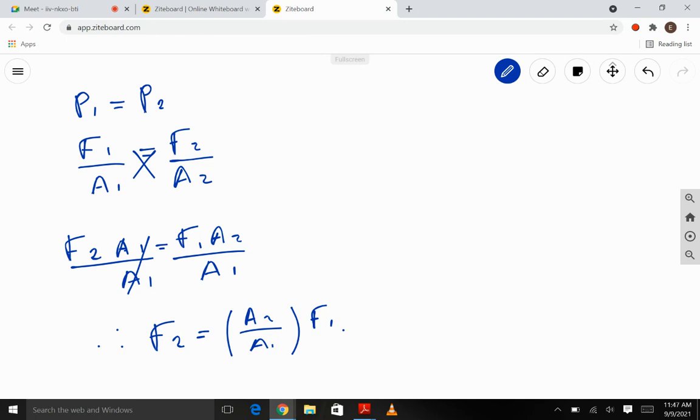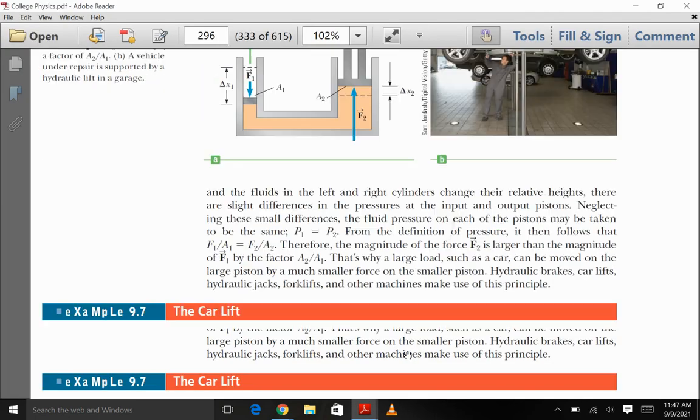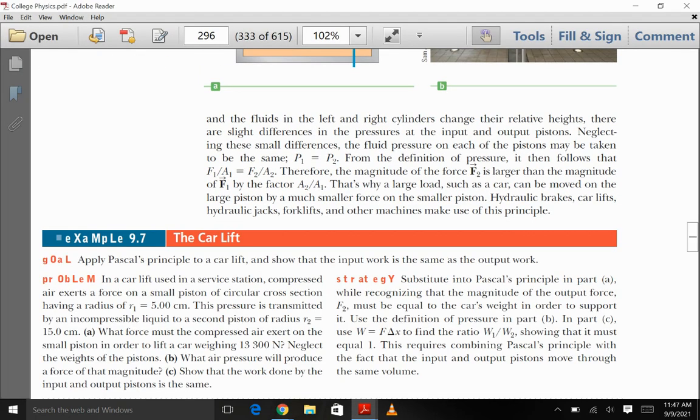Okay, so if there is no question, then we can now look at this example. So we are looking at the car lift, right? One of the uses, or applications, of Pascal's principle. So in a car lift used in a service station, compressed air exerts a force on a small piston of circular cross section having a radius R1 of 5 centimeters. This pressure is transmitted by an incompressible liquid.